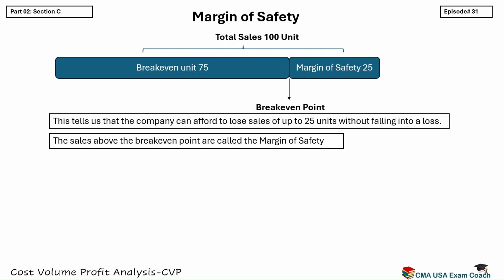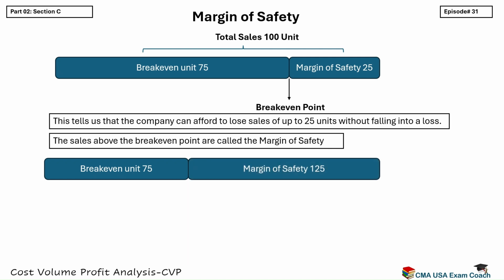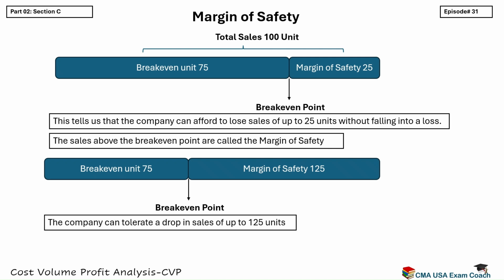Let's take another situation. Imagine the company is performing really well, and it sells 200 units. Now, how much is the margin of safety? Again, subtract the break-even quantity. 200 units minus 75 units equals 125 units. That means the company can tolerate a drop in sales of up to 125 units and still not incur a loss.